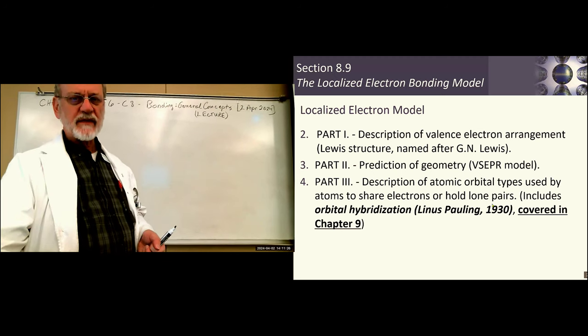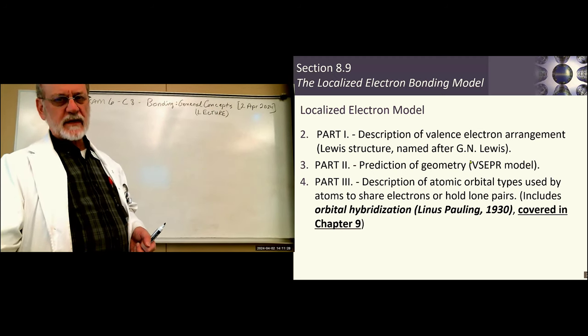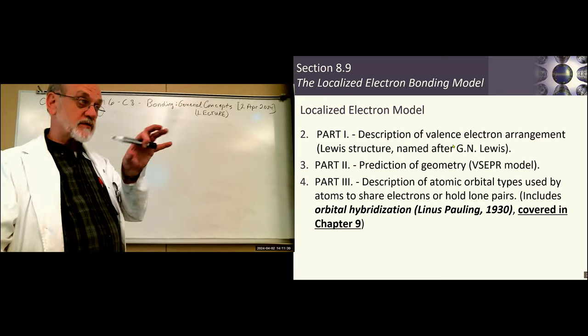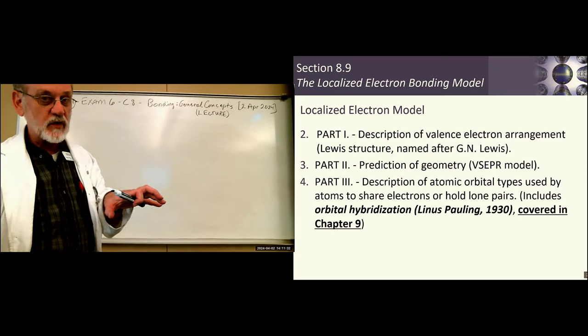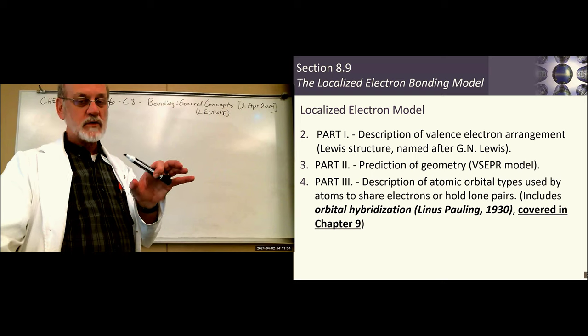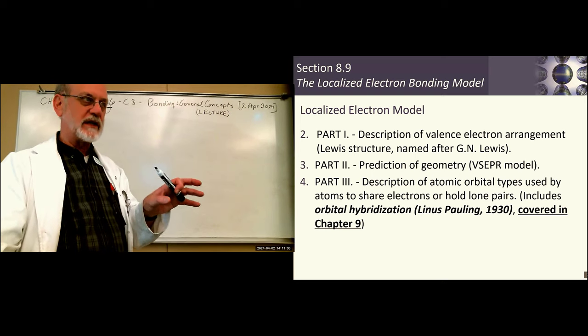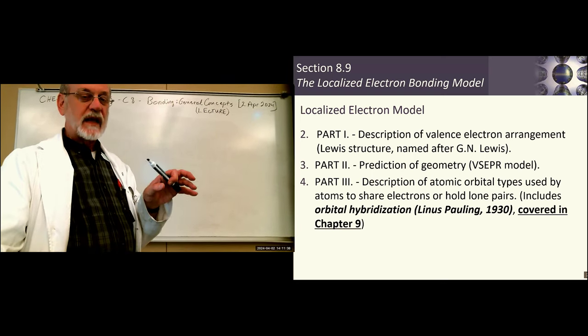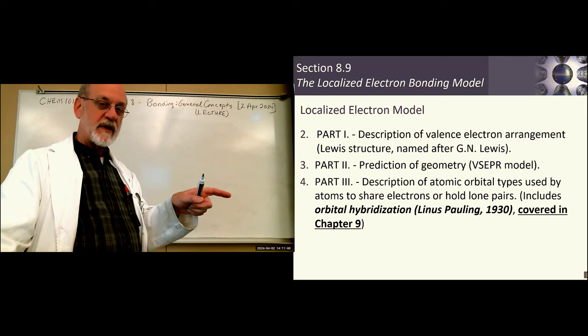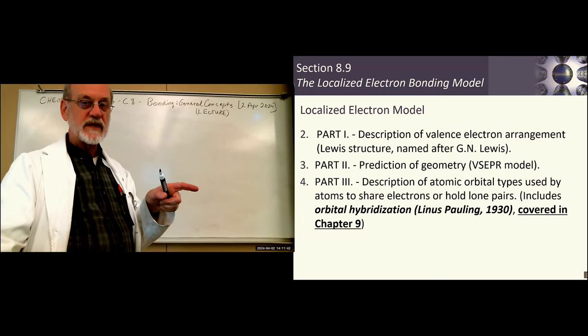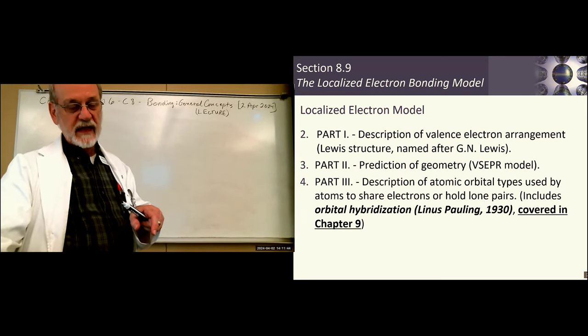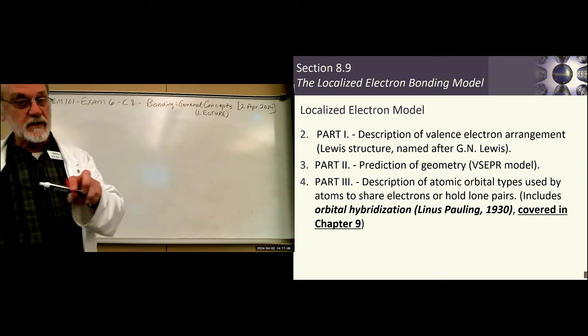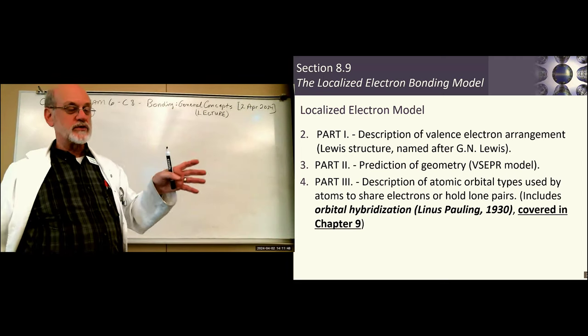So we're going to combine the valence electron arrangements in our atoms. We're going to learn how to do that, which was a method proposed by G.N. Lewis. And then we're going to use that information to predict the geometry. That's the VSEPR model. And then the other, beyond that, we're going to hold for chapter 9.